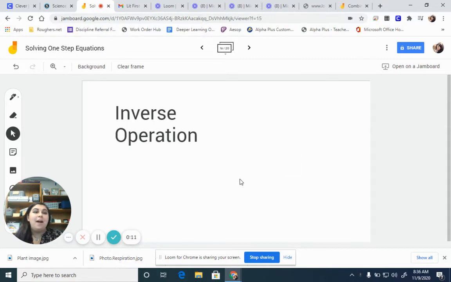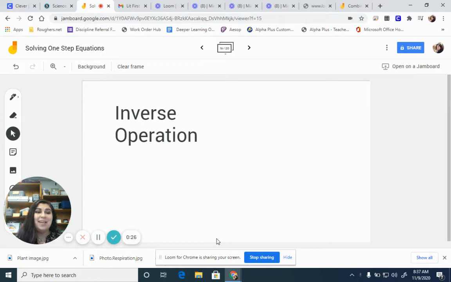So today we're talking about solving one-step equations. This is one of my favorite things to talk about. I am a math nerd and I love algebra. So we're getting into some of my favorite stuff now.